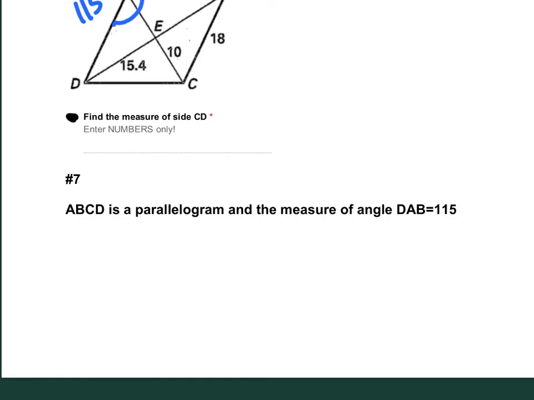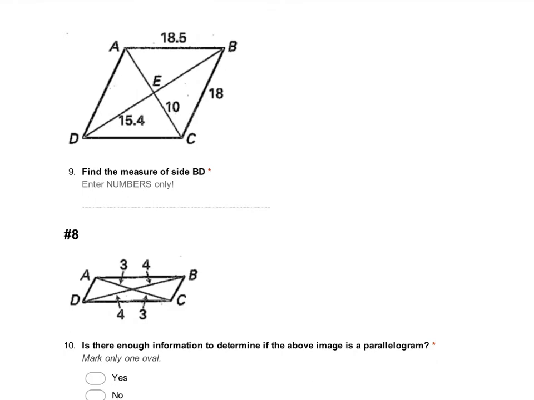For number 7, we're going to jump over to the next page. Again, DAB is going to be 115 degrees. But again, I think I see, we're just wanting to know what BD is. BD is this diagonal right here. What's the whole thing all the way across on that parallelogram?